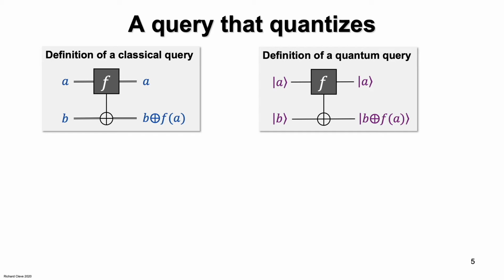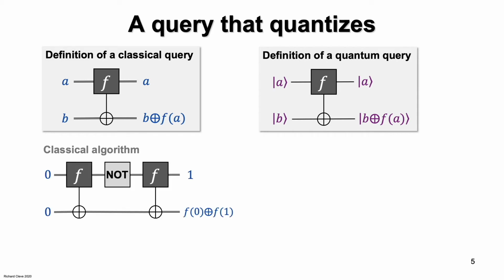Okay, let's start by solving Deutsch's problem with these new classical queries. Here's a classical circuit for it. The first query XORs the value of f of 0 to the second bit. Then the first bit is flipped to 1, so the second query XORs the value of f of 1 to the second bit. At the end, the second bit contains the value of f of 0 XOR f of 1. This solves Deutsch's problem. Of course, it costs 2 queries. Can we do it with 1 query?